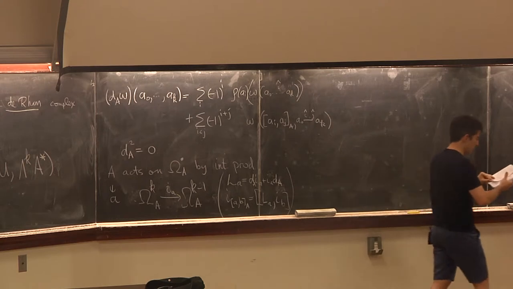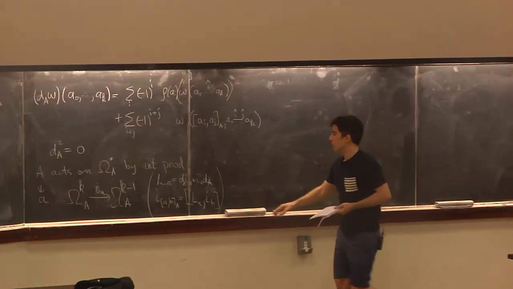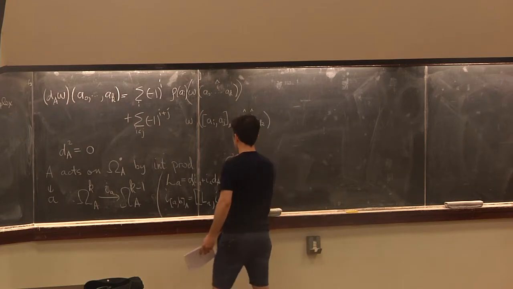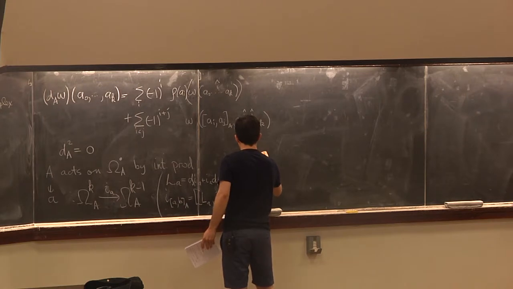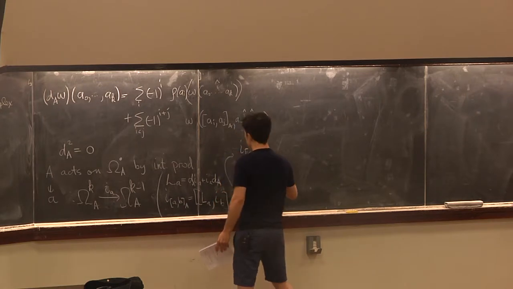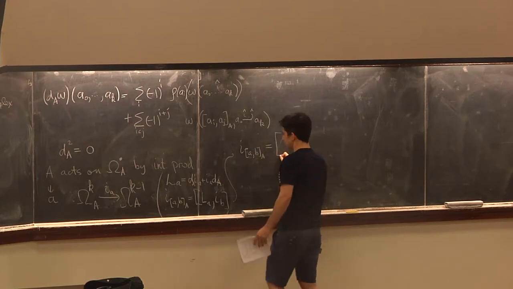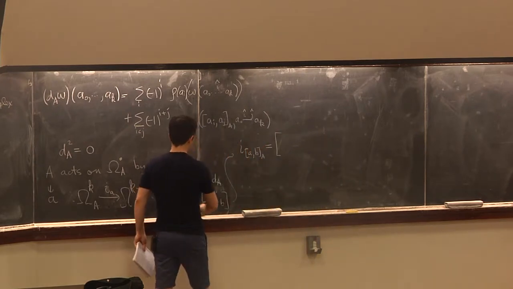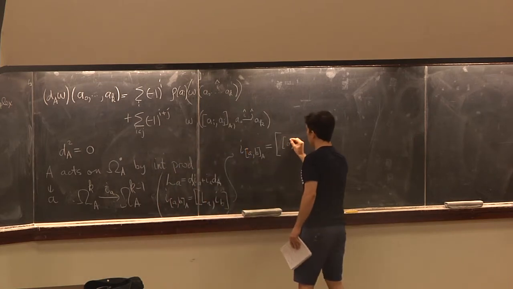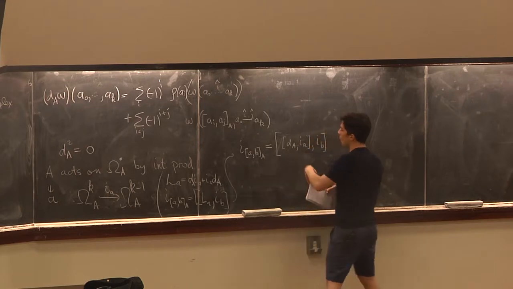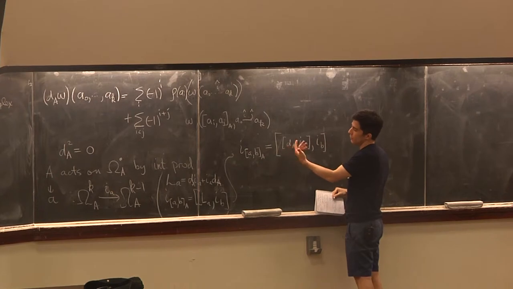I just wanted to really emphasize. So actually, this formula is a good one to remember always. I'll just rewrite it here. So it says that the algebroid bracket by interior product is the same operator as, let me just write this out. So sometimes you'll see it written like this, where these are commutators.